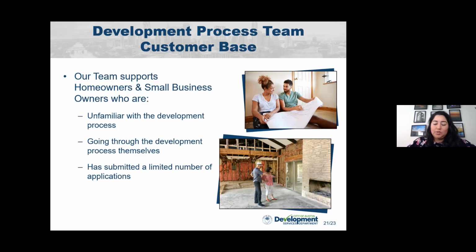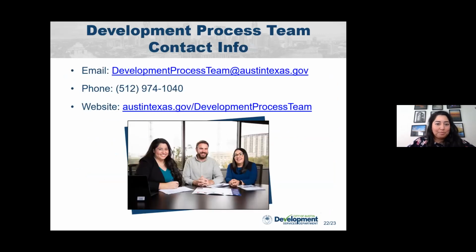So as long as you, the owner or leaser, are submitting the permit applications yourselves and going through this process for your own property, then please reach out to our team and ask for support. You can currently reach out to our team by email at developmentprocessteam@austintexas.gov or by phone at 512-974-1040. You can also find our contact information and other resources at our website listed here.